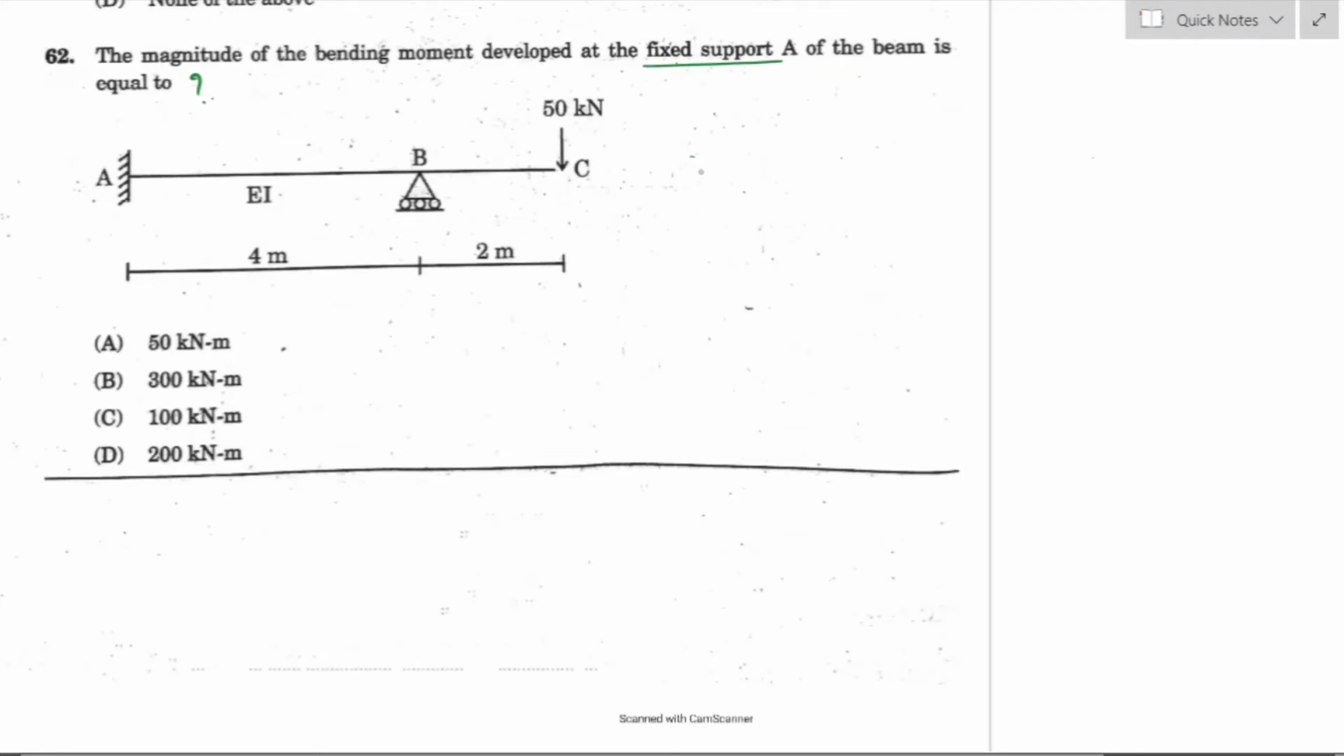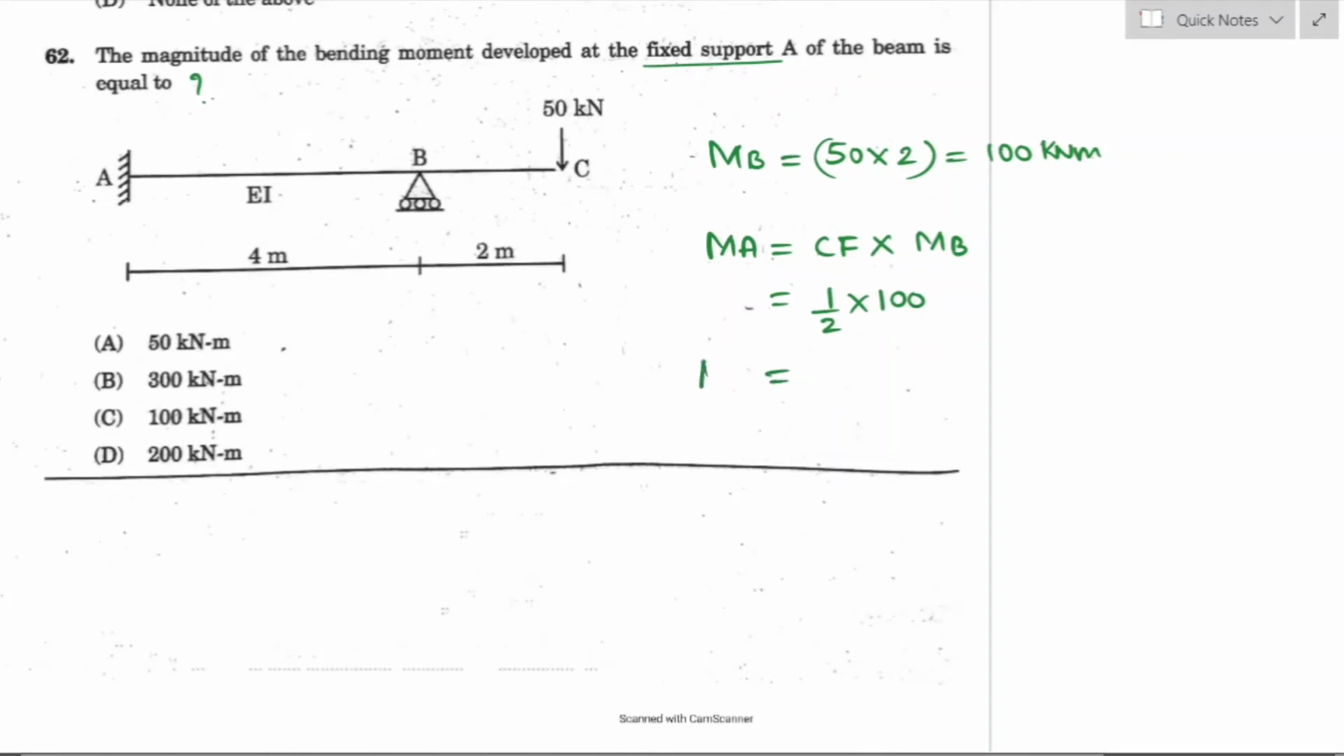From the Hardy Cross method, first we have to remove the overhanging portion. So let's find the bending moment at B. 50 kilonewton into 2 meter, which is equal to 100 kilonewton meter. So the bending moment at fixed support A is the carryover factor times the moment at B. Carryover factor is half. So moment is 100 kilonewton meter, and the moment at fixed support A is 50 kilonewton meter. So option A is the right answer.